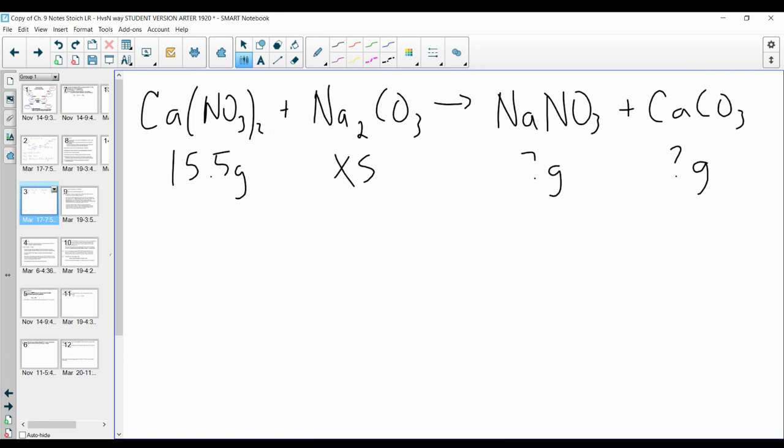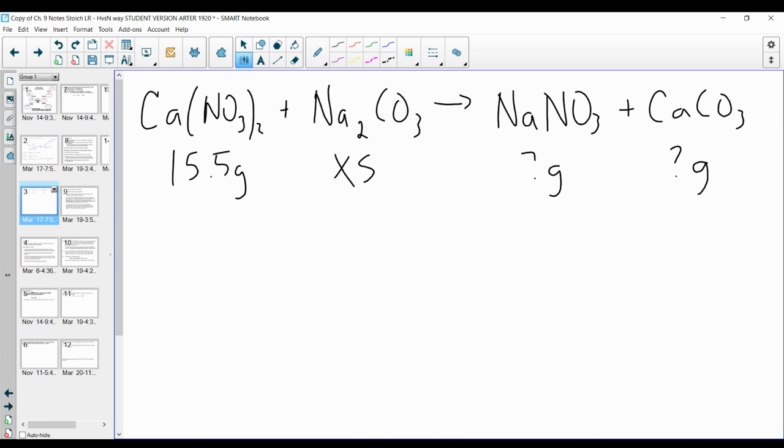So I have a sample problem here, and you might see a problem that looks like this. This would read: calcium nitrate plus sodium carbonate reacts to form sodium nitrate and calcium carbonate. Okay, so as we work through, the first thing that we need to do is balance our equation. I'm not going to spend a lot of time balancing. It's something that we should be skilled at by now.